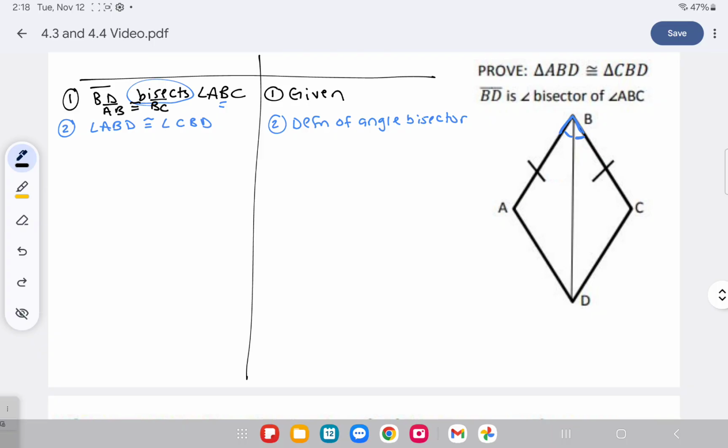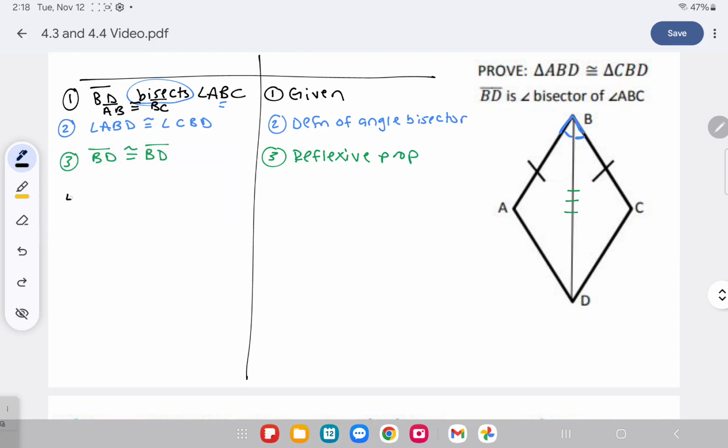The third thing, we ran out of given statements to use, so we just have to do it based off of looking at the picture. And based off of the picture, there are only two things you can mark up. If there are vertical angles, you can mark those up, or if they share a side, you can mark it up and call it the reflexive property. In this case, they share a side, so we can mark that up and call that the reflexive property. That is our third congruent statement.